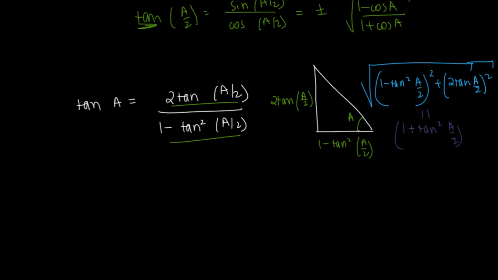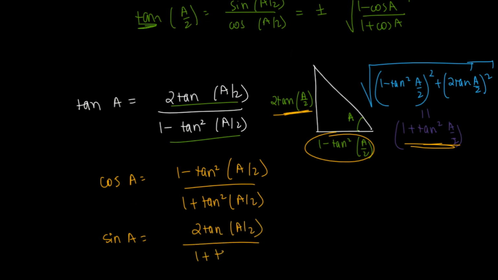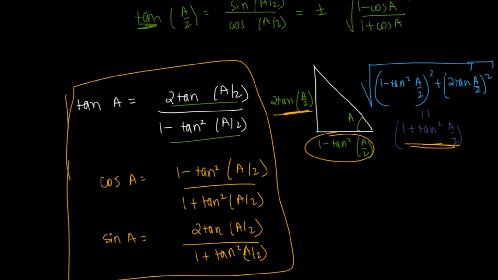And from here, you can now easily write that cos of A is equal to the base over the hypotenuse. So 1 minus tan squared of A over 2 divided by 1 plus tan squared of A over 2. And similarly, you can write that sine of A is equal to opposite divided by the hypotenuse. So 2 tan of A over 2 over 1 plus tan squared of A over 2. So there you go. These are the half angle and the double angle relations in terms of the tangents.